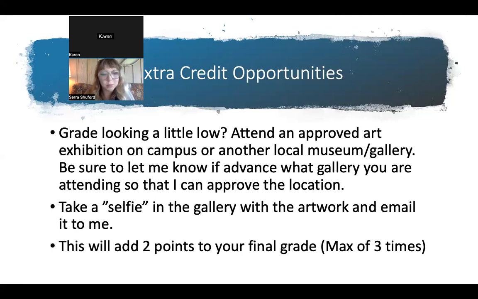That may not seem like a lot, but if you have an 88 and you need a 90 to get an A in the class, then you can get 2 extra points added on and get a 90. There's a maximum of 3 times that you can use this extra credit opportunity, so you can't just not do any of the work and then go to a million art museums. But you can get a total of 6 extra credit points added to your final grade if you do it 3 times throughout the semester. Oh, and I meant to say this, but it can't be the same gallery 3 times. It has to be different galleries.